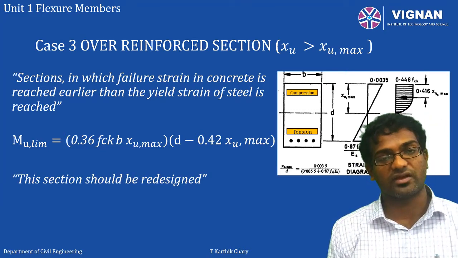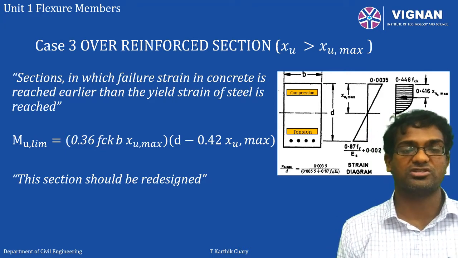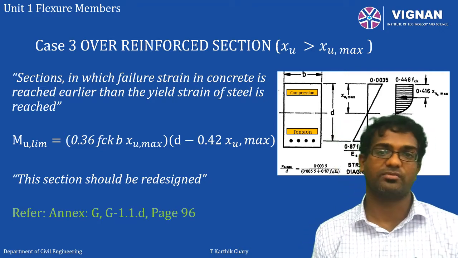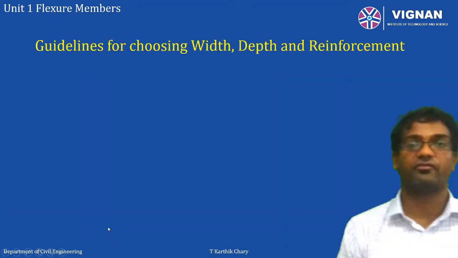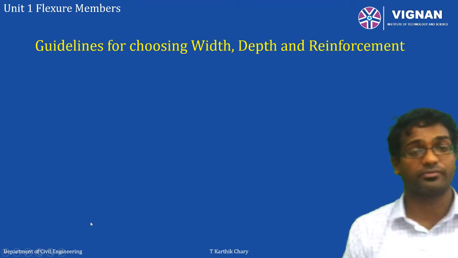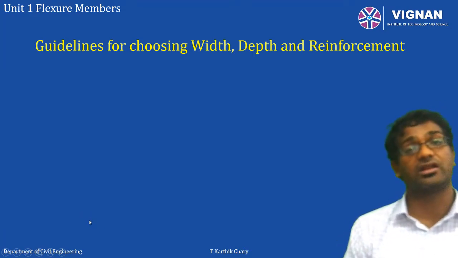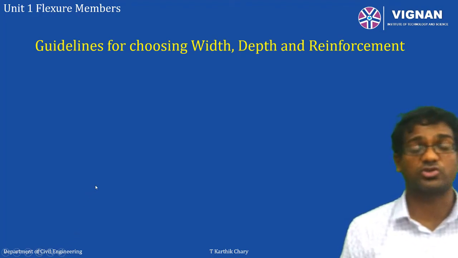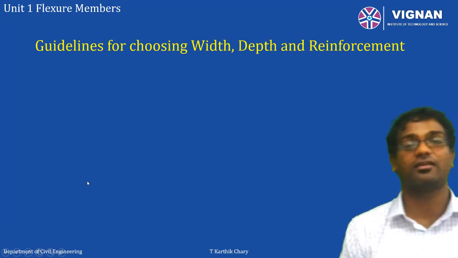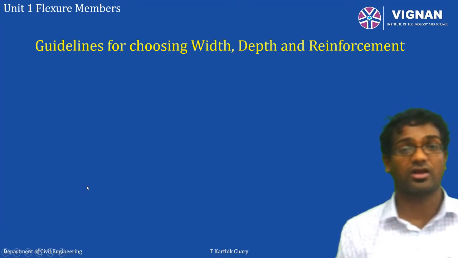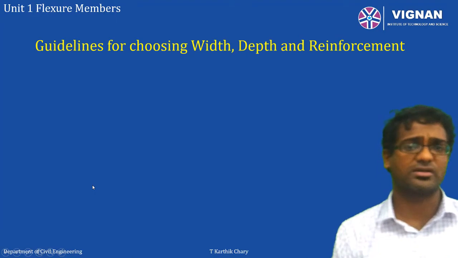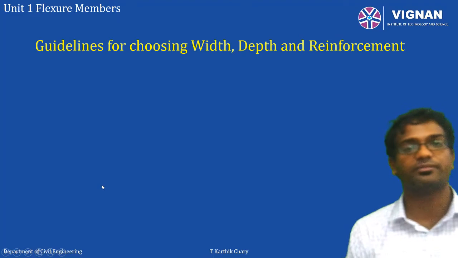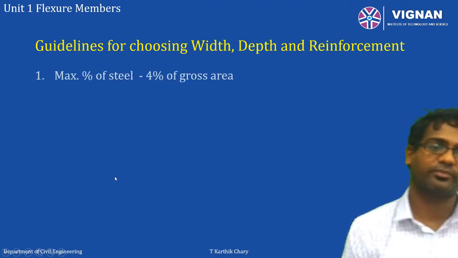In the code itself, in Annexure G, page number 96, it says that these sections should always be redesigned. When we are designing a reinforced concrete beam, the width, depth and reinforcements are very important. How much we are choosing, how much spacing, how much diameter, these are all very important parameters. Here are a few highlights I have provided from IS 456 alone.